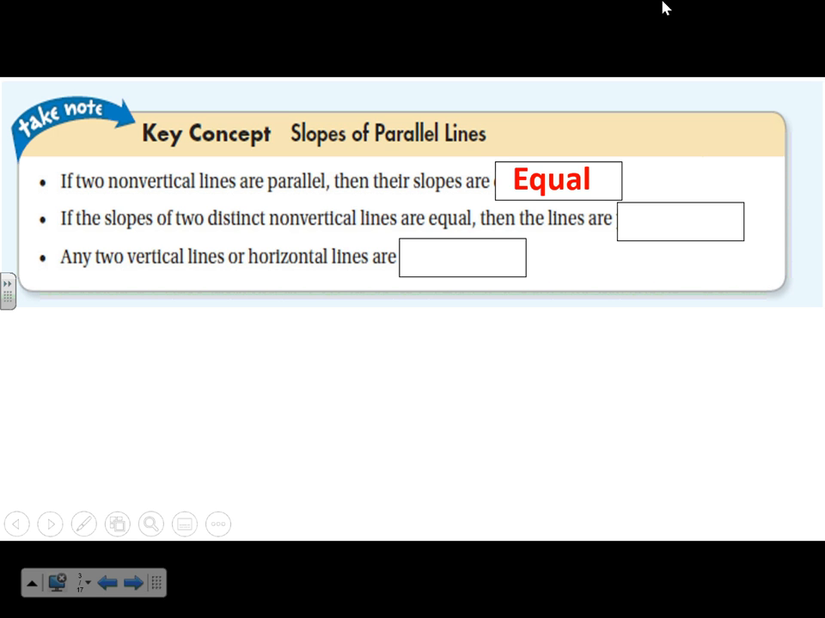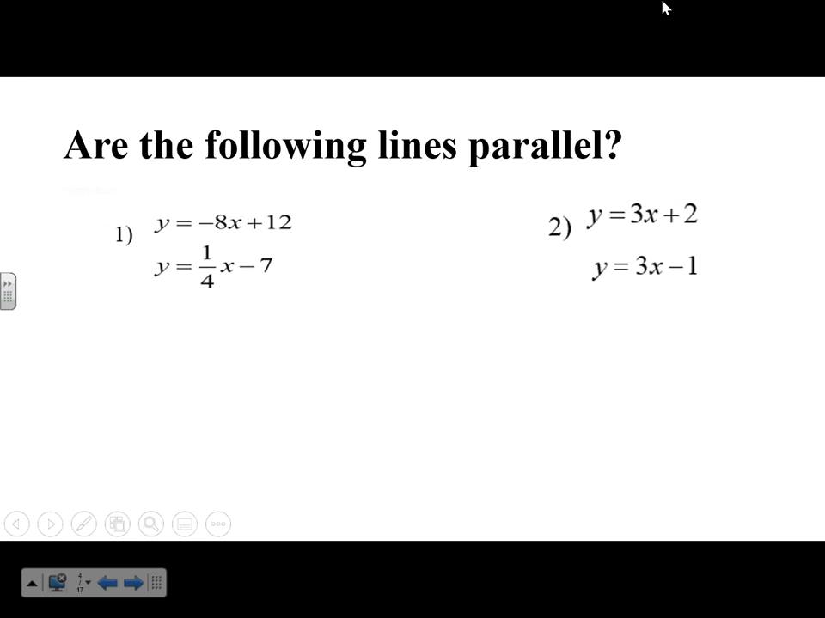If the slopes of two distinct non-vertical lines are equal, then the lines are parallel. So if lines are parallel, their slopes are equal. If the slopes are equal, then the lines are parallel, and any two vertical lines or horizontal lines are parallel. So you have two vertical lines are parallel, two horizontal lines are parallel. So are the following lines parallel?